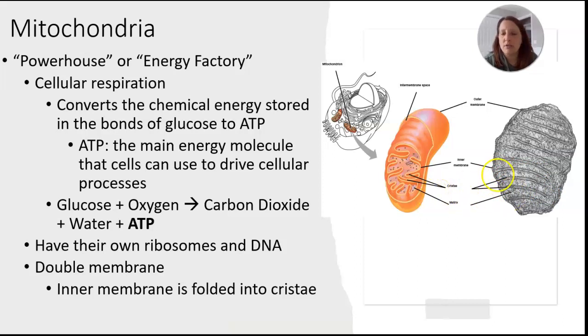I also wanted to make sure that you were aware that mitochondria do have their own ribosomes. So these little purple structures in here, those are all ribosomes. And they also have their own DNA. So you can see this small circular piece of DNA, which is pretty neat. Because of that, mitochondria are able to make their own proteins, and they can also replicate on their own. Okay, so when your cells go to divide, the mitochondria will replicate.